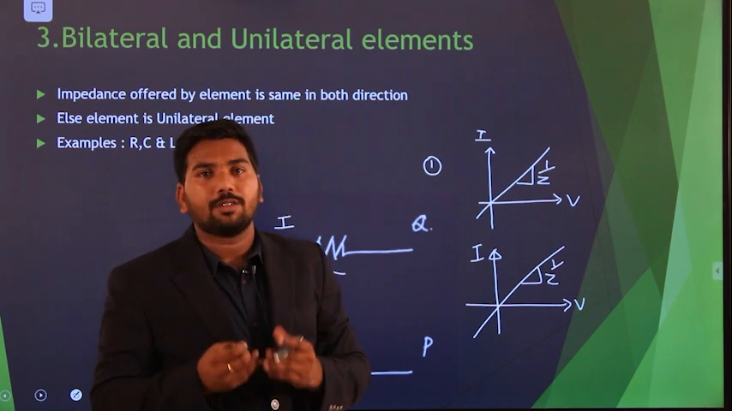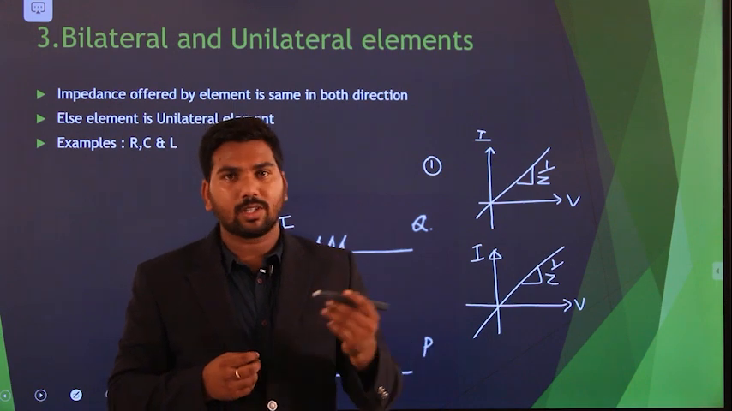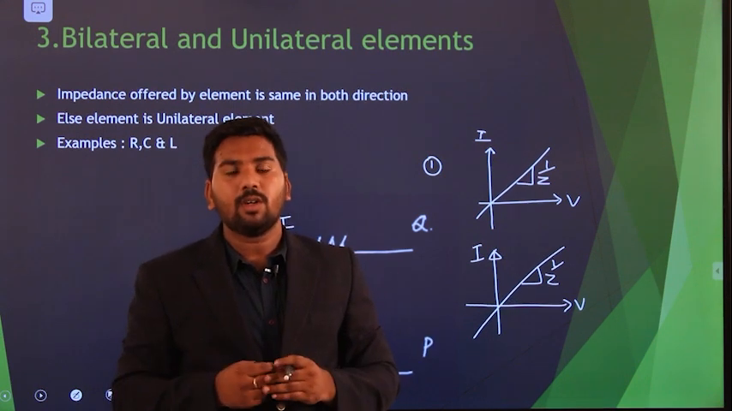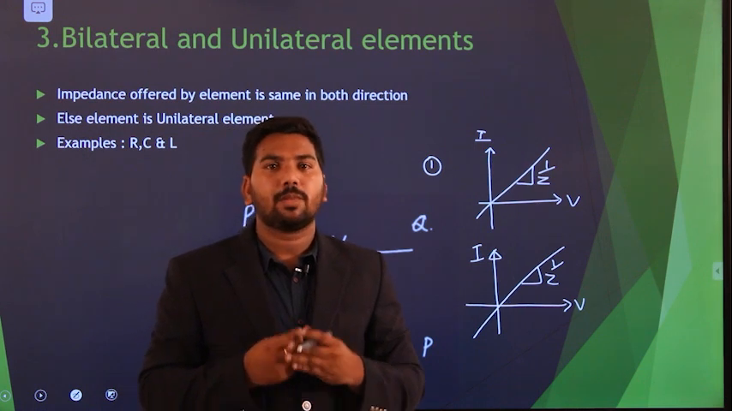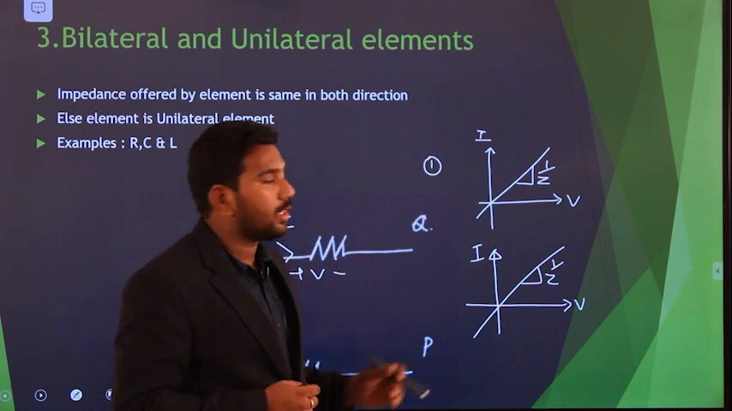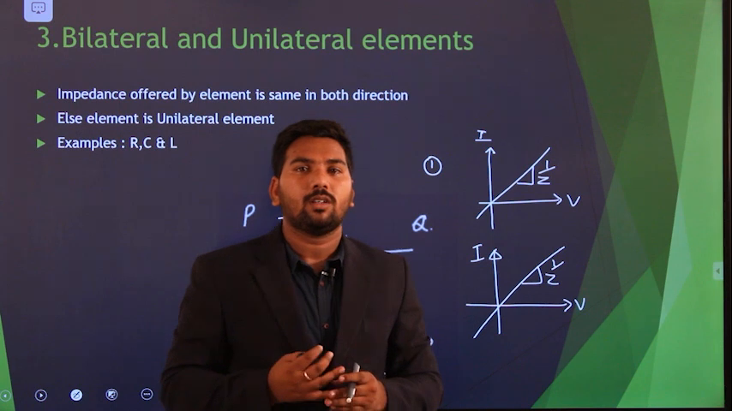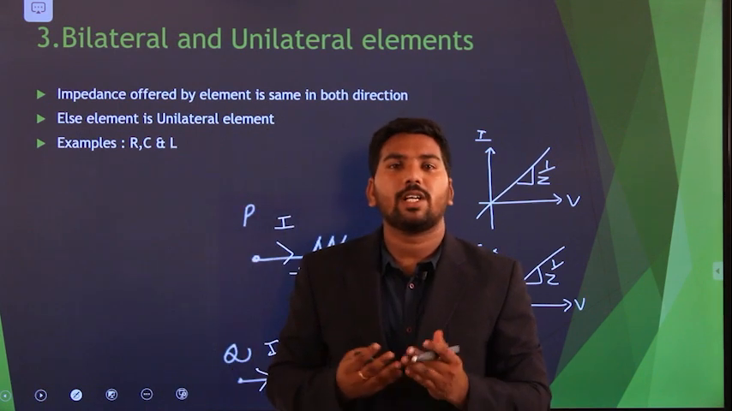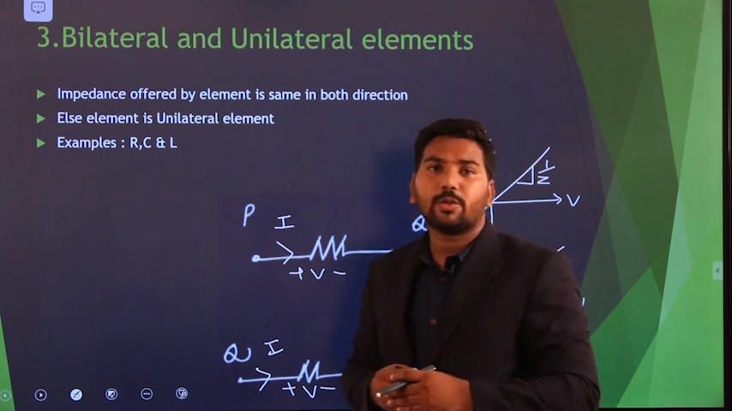That means the impedance offered by the element in both cases, when you apply current from one terminal to the other terminal, you will get the same plot. Those elements are called bilateral elements. Now what are the examples of bilateral elements? Our passive elements. Resistor, inductor, capacitor are the examples of bilateral elements.